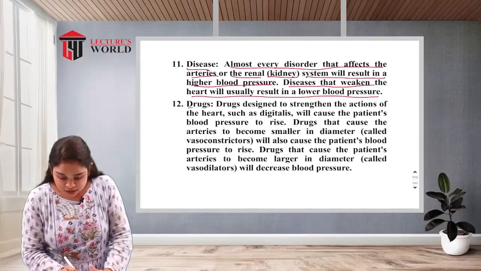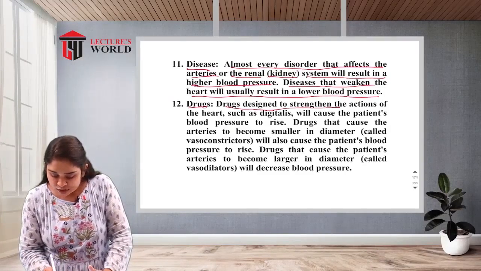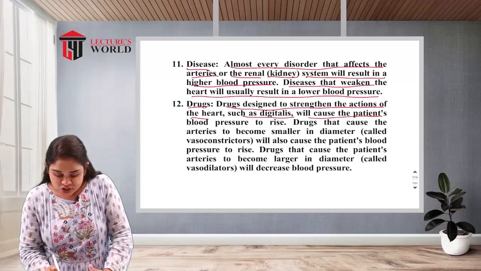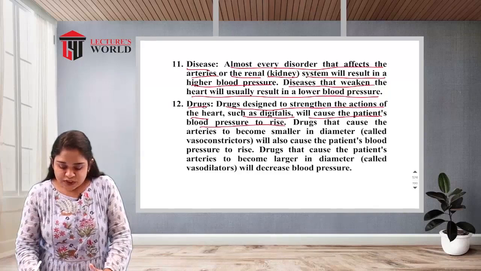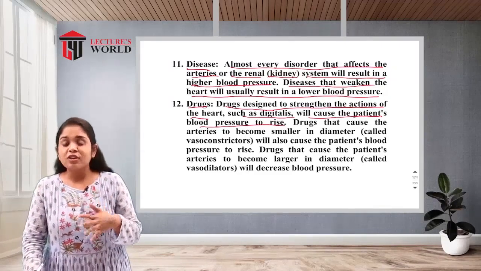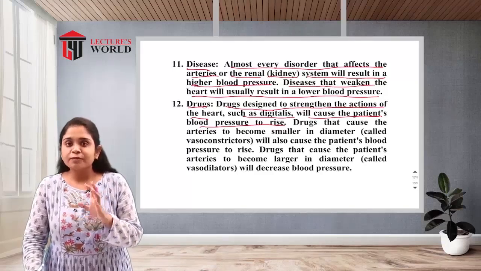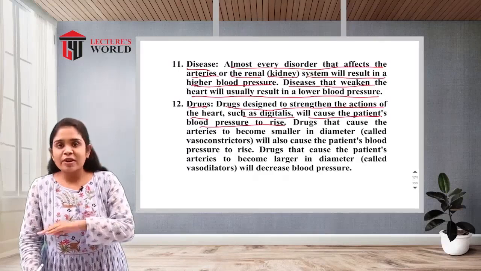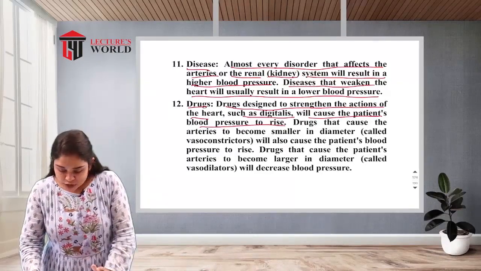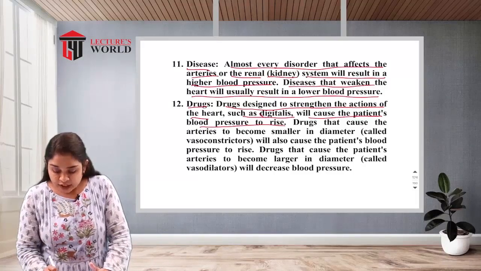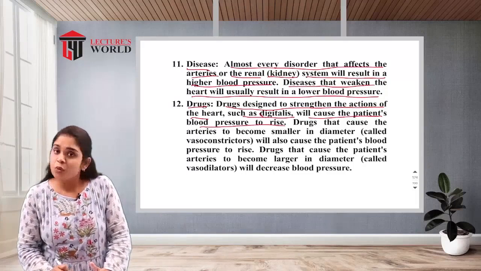Then after the drugs. Drugs designed to strengthen the action of the heart, such as digitalis, will cause the patient's blood pressure to rise. The medication which we are taking is also going to affect the heart, okay. If the heart is affected, then blood pressure is also going to be affected. So here the example has been given: if the person is taking digitalis, that will cause the patient's blood pressure to rise.